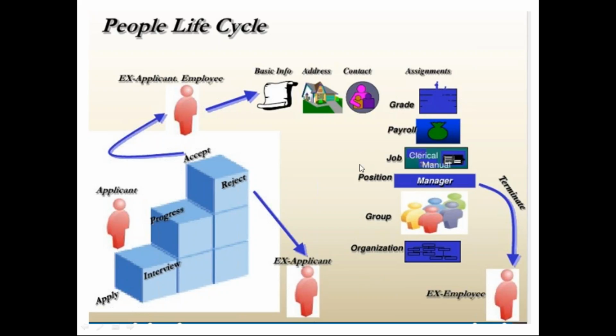After years and years, the employee gets terminated, so he becomes an ex-employee. From applicant until here, once he becomes an employee, he is called an ex-applicant. From employee to ex-employee, we can call this the employee life cycle, or employee duration. I'm just telling you the structure of it.